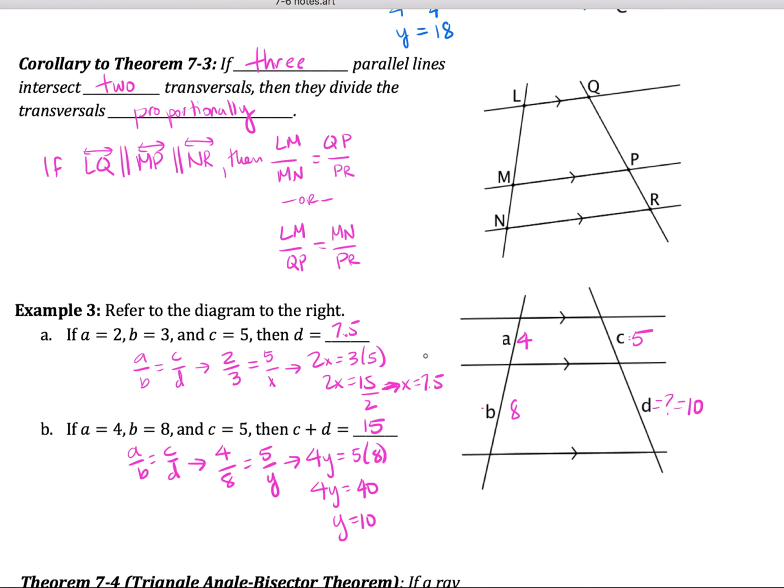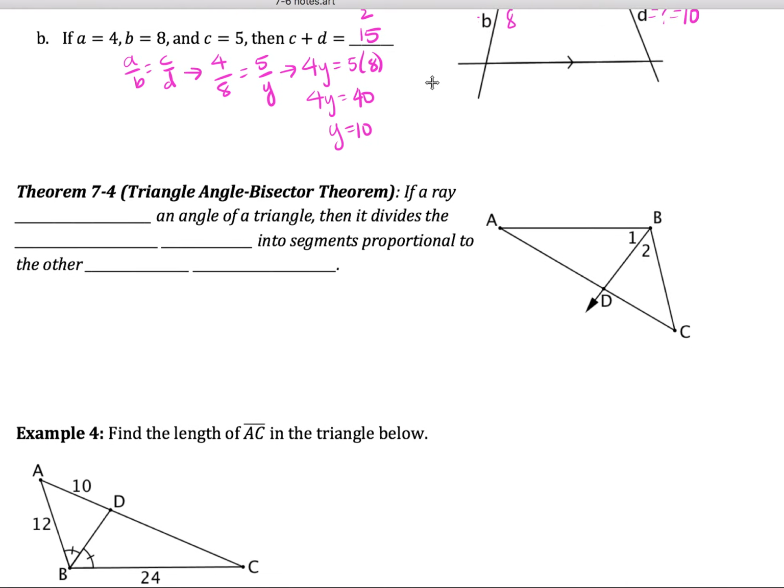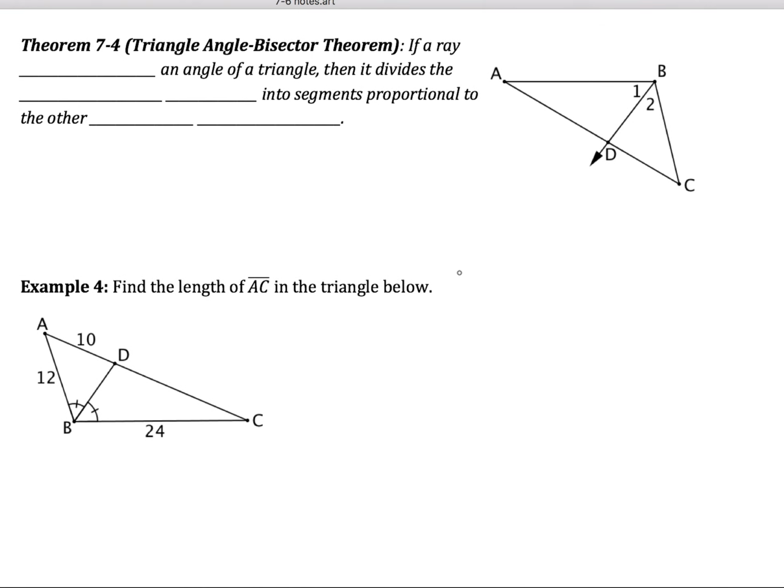So that's the corollary to the triangle proportionality theorem. There is one more theorem that we're going to take a look at in this video. It's called the triangle Angle-Bisector theorem. And it says that if a ray bisects an angle of a triangle, then it divides the opposite side into segments proportional to the other two sides of the triangle.